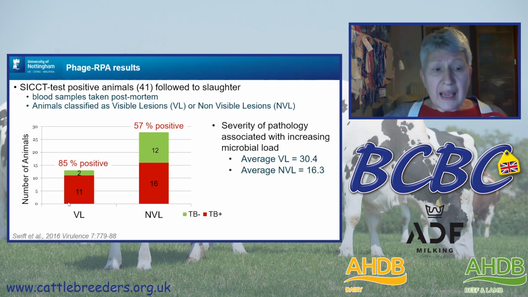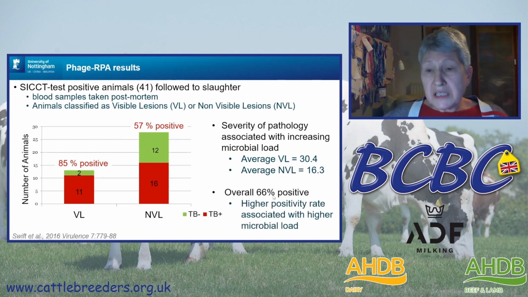What we saw when we counted the number of cells we were detecting in these two different groups was that the number of cells in the visible lesion samples was almost double, exactly double the average number we saw in these. Now, given that we understand that test results will get less reliable as the numbers go down, this kind of explains this difference in the percent positivity between these two groups. So overall, 66% positive, and we had that higher positivity rate associated with higher microbial load.